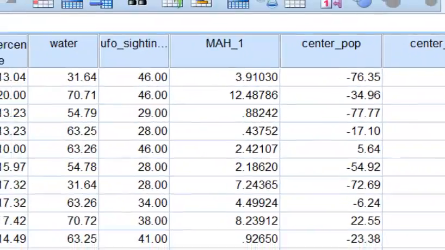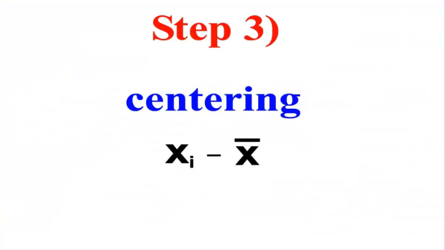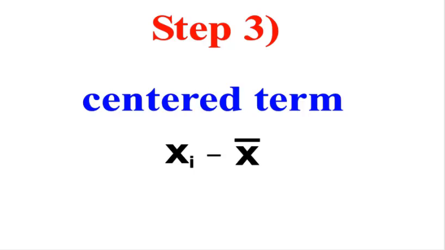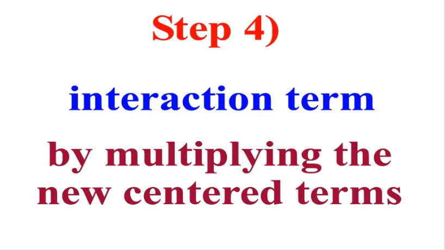Okay, so now we have to make the interaction terms. All right, so now we have the 3 centered predictor variables. Now it's up to step 4. We have to create our interaction terms. And how you do that is we multiply the new centered terms. I'll show you how to do that in SPSS.